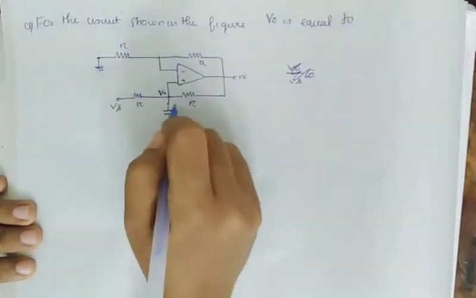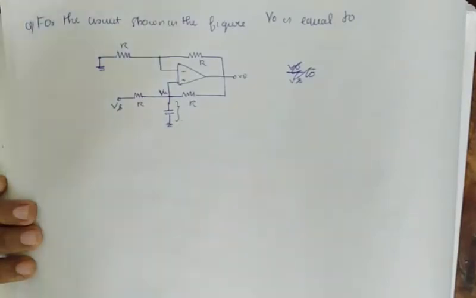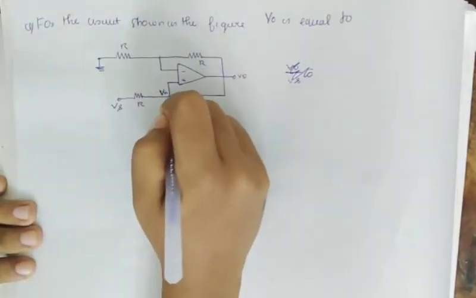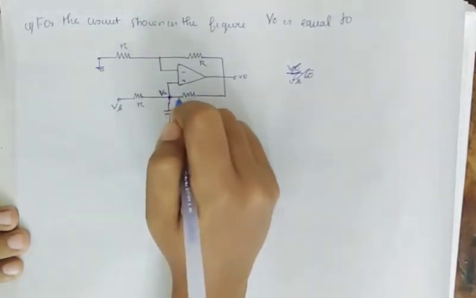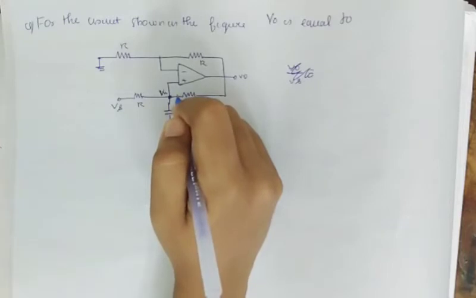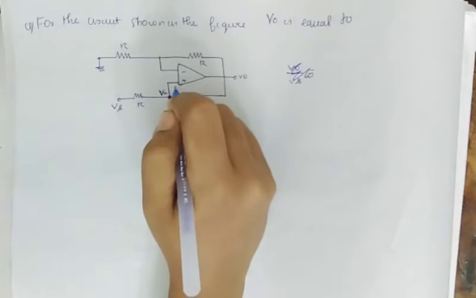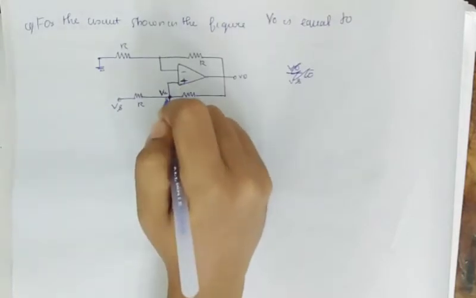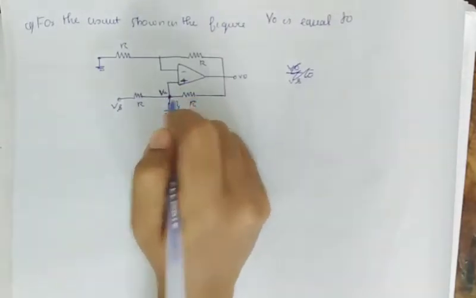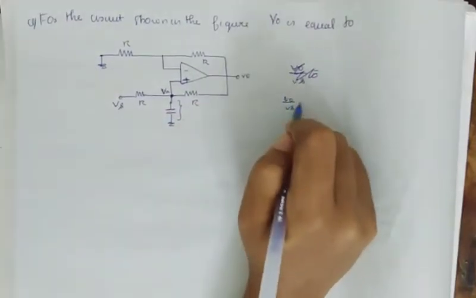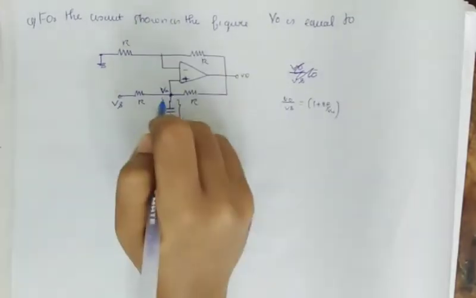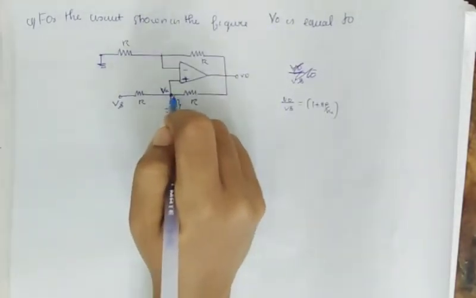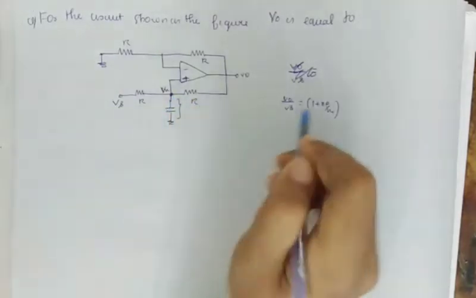V0 divided by Vx. Please keep this in mind. The input to the non-inverting terminal, that is the positive terminal, is Vx, so we have to find out Vx. Please don't put V0 divided by Vs is equal to 1 plus Rf divided by Ri, which is not correct. The direct input to the non-inverting terminal should be taken into consideration.